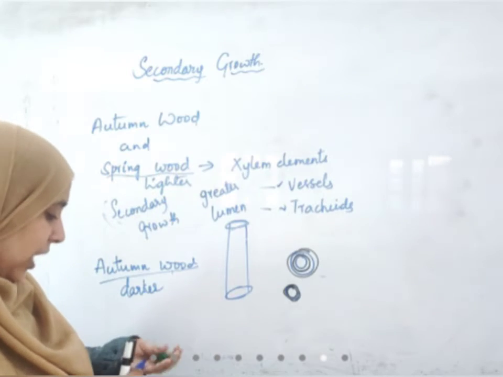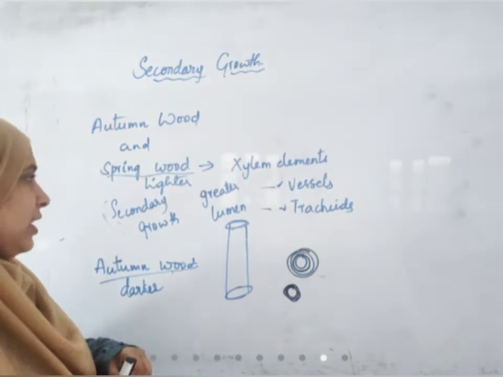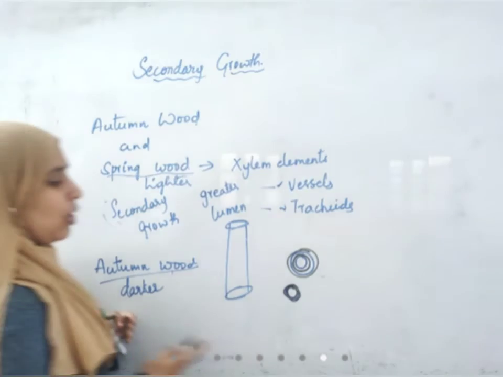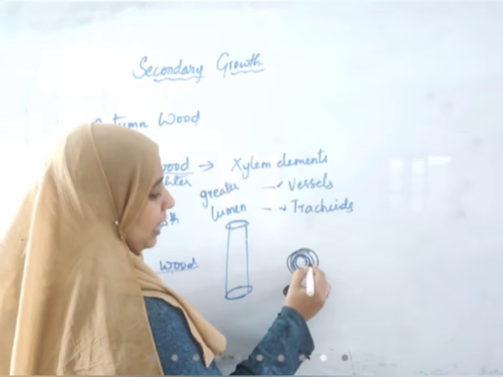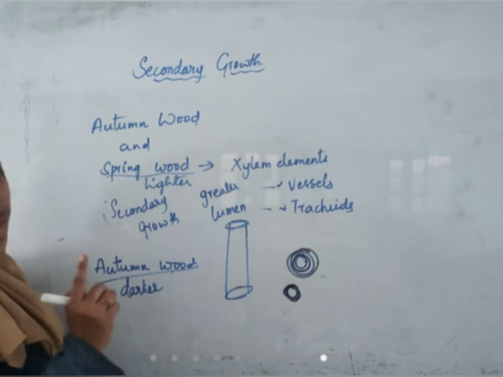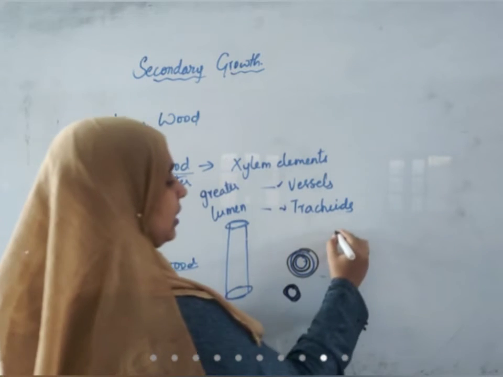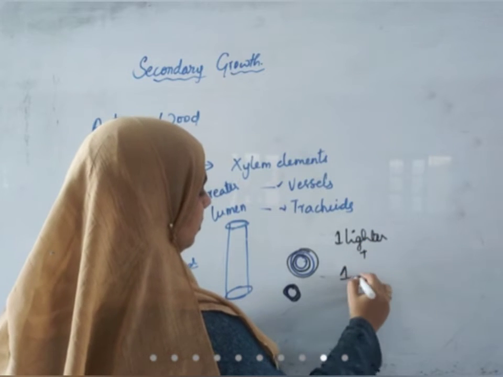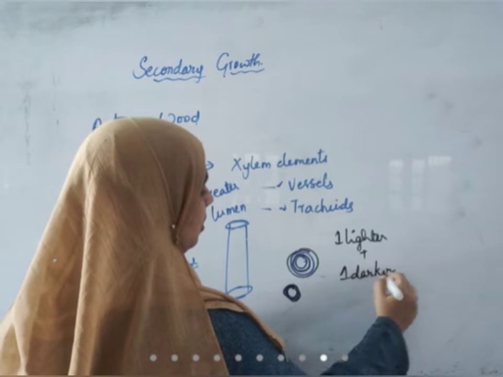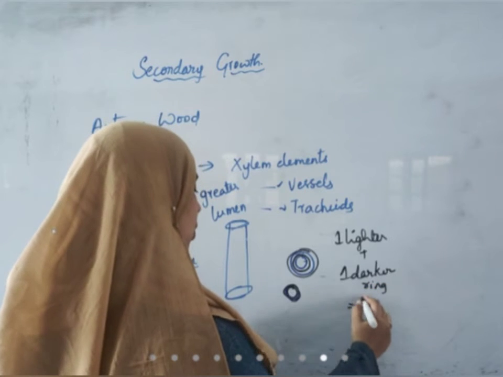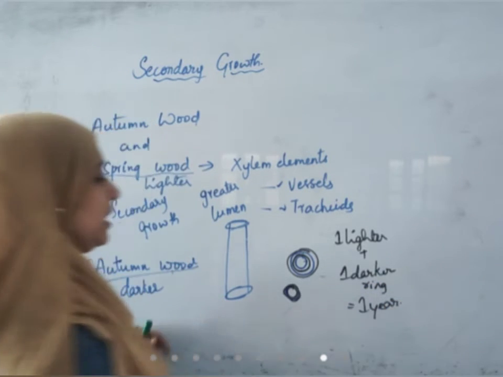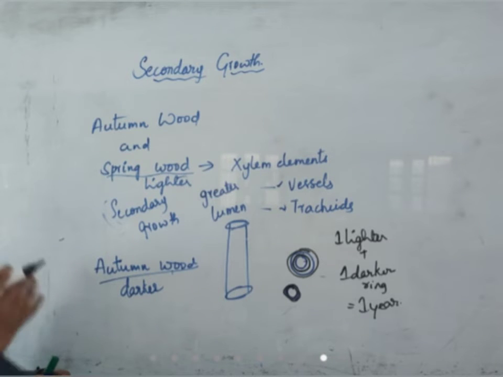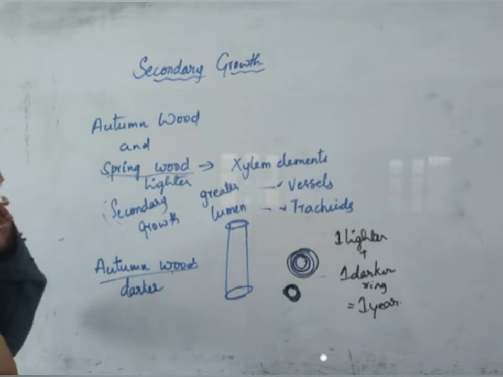So when you count the age of the tree, yearly there is one spring and one autumn, so you can count two alternating rings, one lighter ring and one darker ring, together forming 1 year. One lighter ring plus one darker ring is equal to 1 year. So by counting the number of circles seen in the stem of the plant, we can count the age of the plant. That is the first thing.